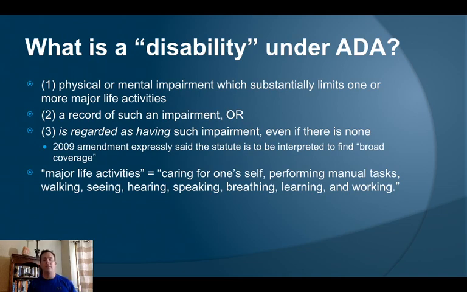So physical or mental impairment that limits or substantially limits major life activities. What is a major life activity? As you can see here, pretty much anything. Quote, caring for oneself, performing manual tasks, walking, seeing, hearing, speaking, breathing, learning, and working. Pretty much anything you would do as a consequence of being alive could be a potential issue under discrimination law.